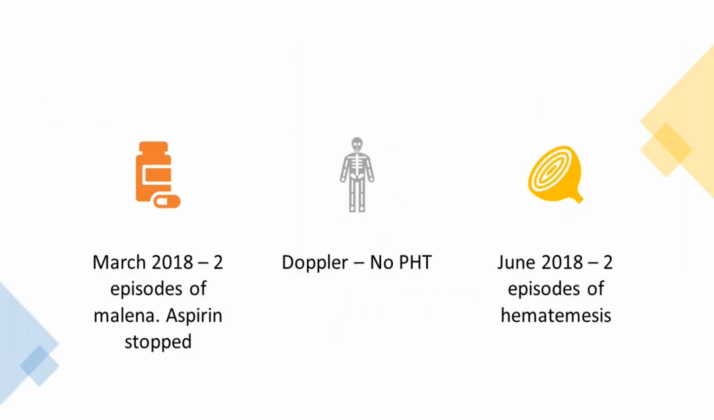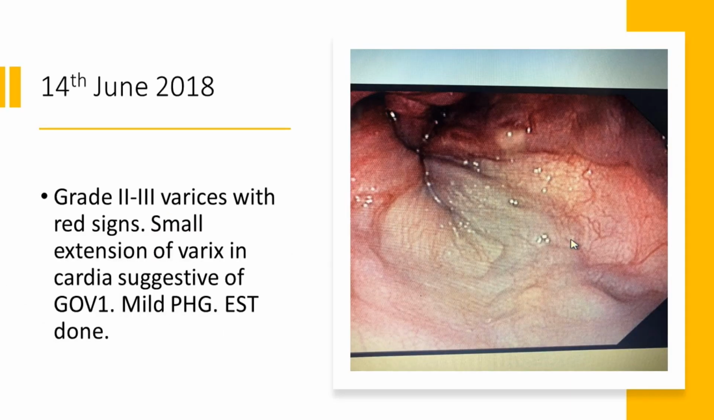March 2018, he had 2 episodes of melena. Because he was on EcoSprin, it was thought to be gastritis, so aspirin was stopped. Doppler did not show any portal hypertension at that time. June 2018, he had 2 episodes of hematemesis. At that time, endoscopy was done, and that showed grade 2 to grade 3 varices. And there was an extension of the varix in the cardia, so there was a GOV1.